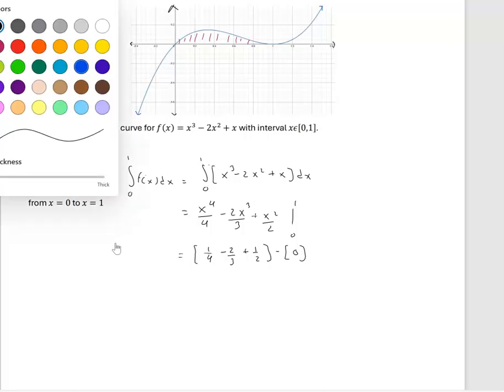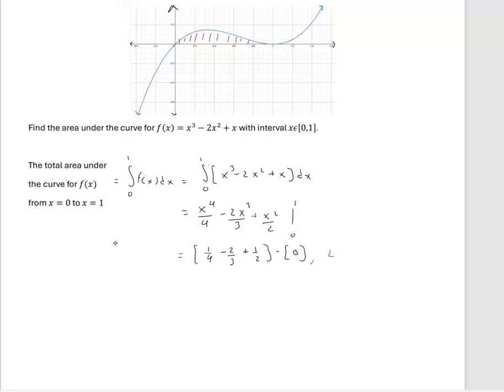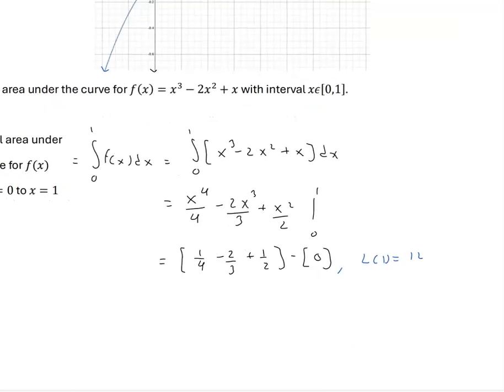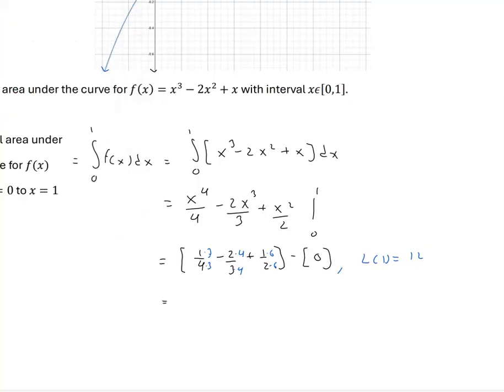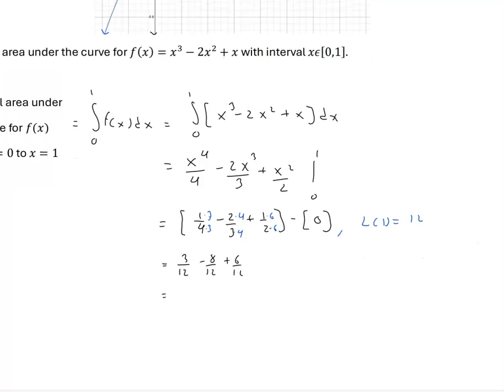Our LCD is equal to 12, which means that we're going to multiply times 3 on this one. We're going to multiply times 4 and times 6 times 6. So we're looking at this one being a total of 3/12 minus 8/12 plus 6/12, or in this case 9 minus 8, 1/12.